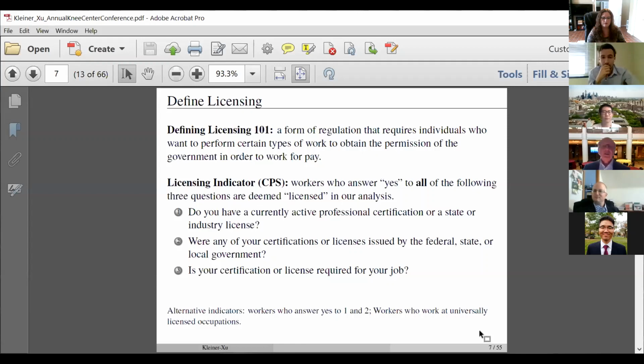We use the CPS data, and in terms of our estimates, we use the 3 questions in the CPS. Are you licensed? Do you actively have a license or certificate? Was it issued by a government agency? And is it required for your job? We also do some sensitivity analysis looking at only questions 1 and 2 in the CPS.